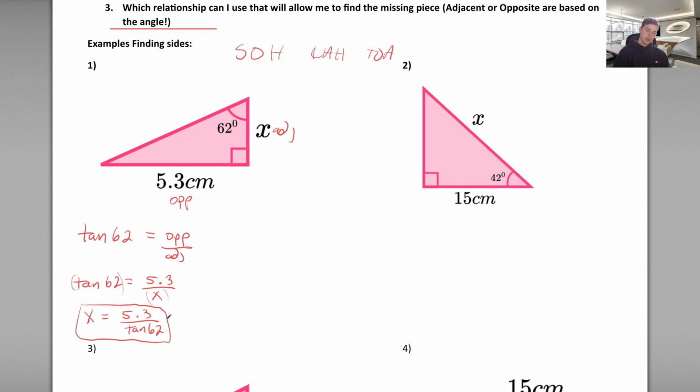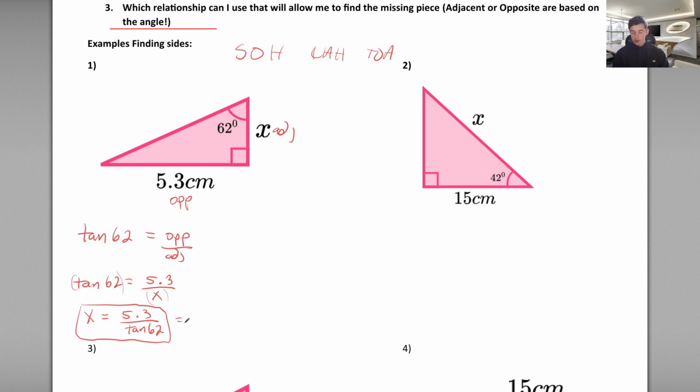Okay. So if you want step by step, what I did was pretty much I multiplied x on both sides. x tangent of 62 equals 5.3. And then I divided both sides by the tangent of 62. So x equals 5.3 divided by the tangent of 62. Get the same thing, okay?